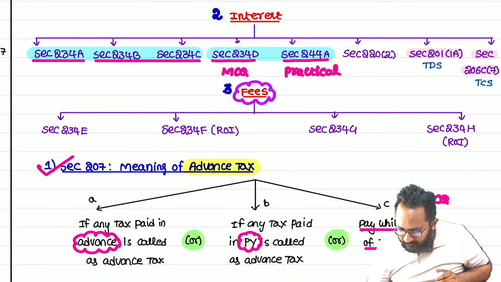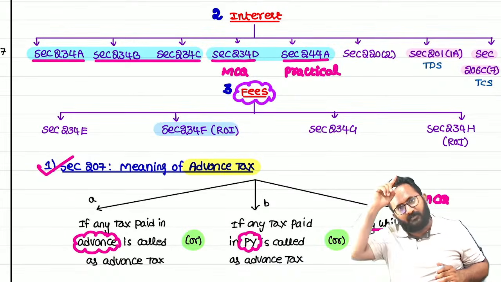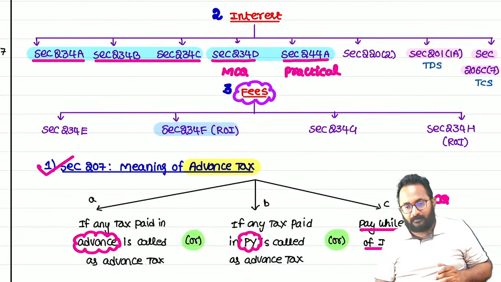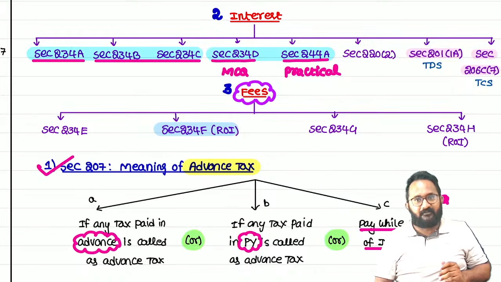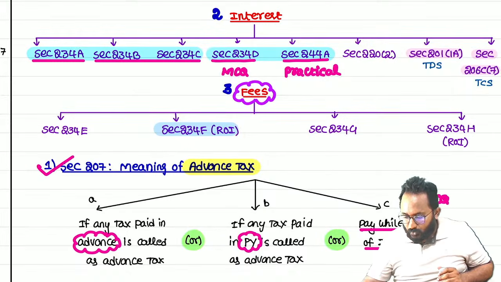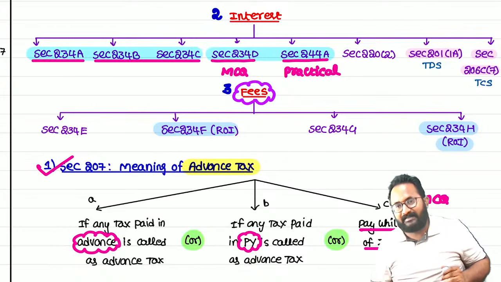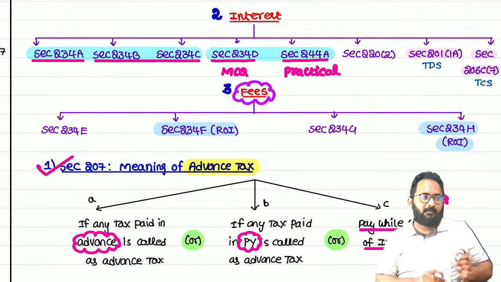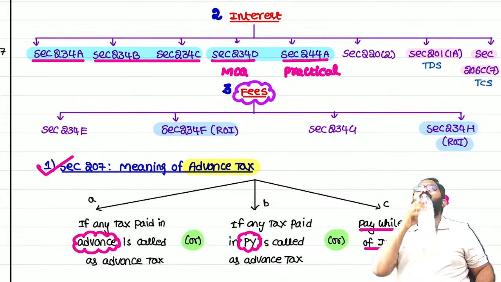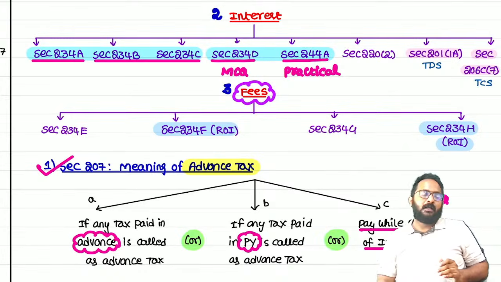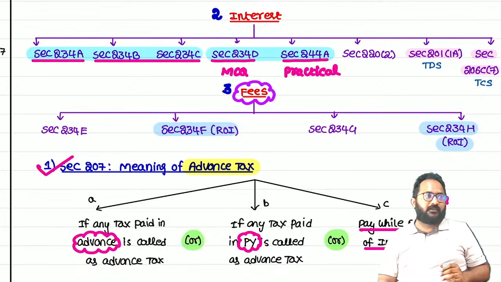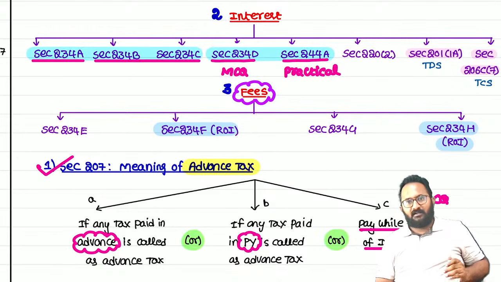234F already we discussed in which chapter? Return of income. So if you file the return of income in a late manner, 5,000 or 1,000 fees will be levied, right? Next, 234H also we discussed in the return of income. What is that? If PAN and Aadhaar are not linked, 234H fees. How much? 1,000. In some cases 500.